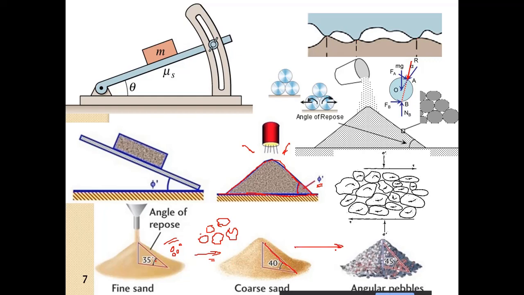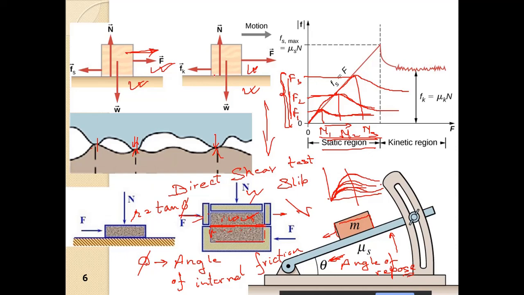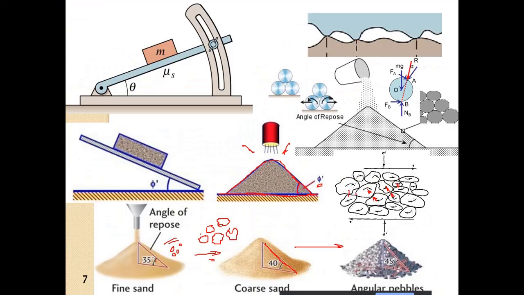As we go on, these are angular pebbles, like stones, small pebbles. Here you see it is significantly high. Here interparticle friction is playing a role. What happened on this surface is the same thing that is happening at the points of contact of the soil particles. So that is the angle of friction.